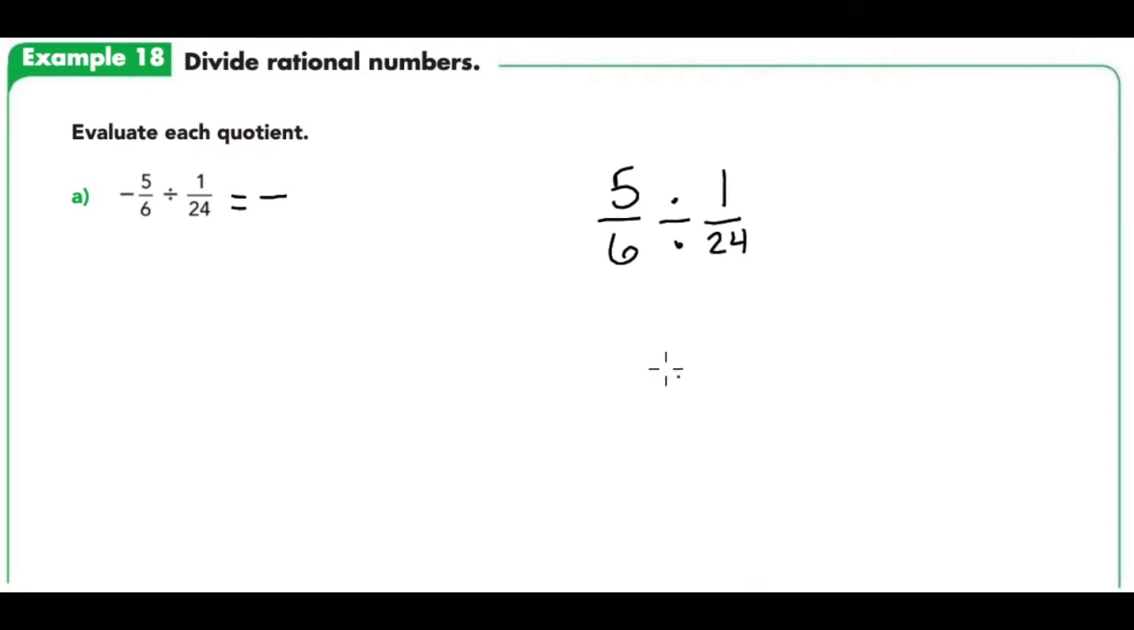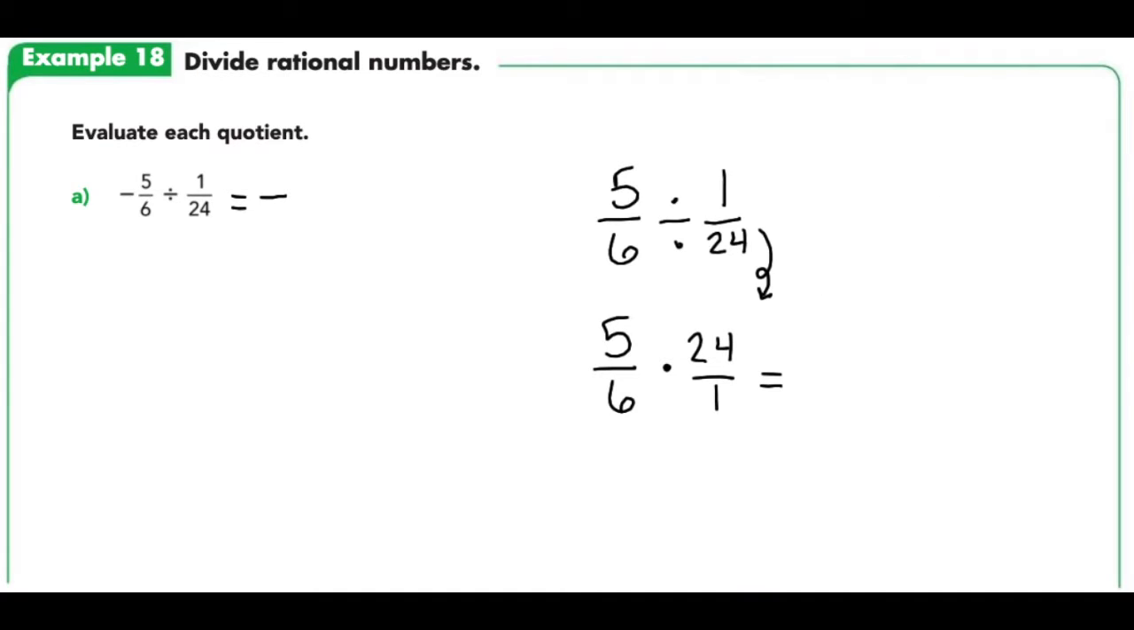And when we divide with fractions, the first number stays the same. Division becomes multiplication. And then we flip that second number to its reciprocal. So that's going to get rewritten as 24 over 1. And now we just follow our multiplication rules.